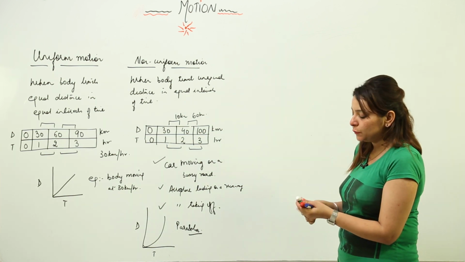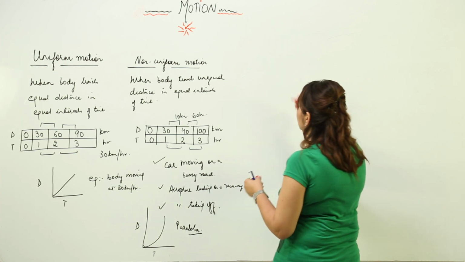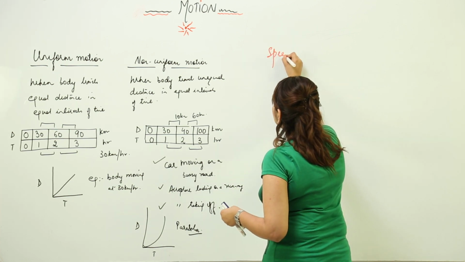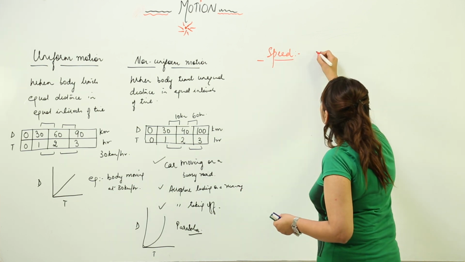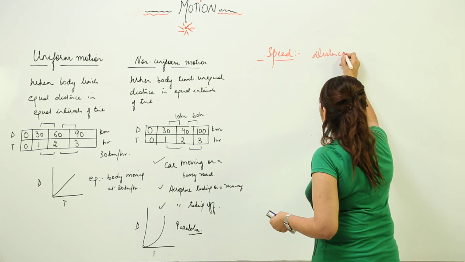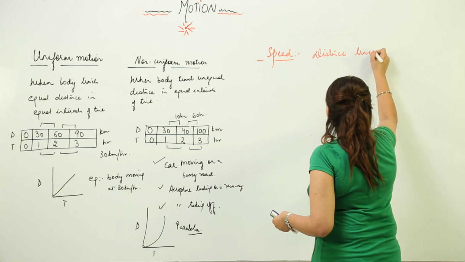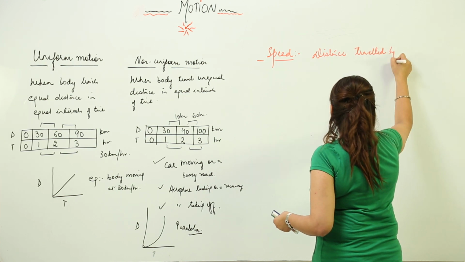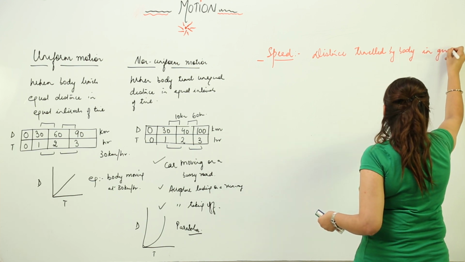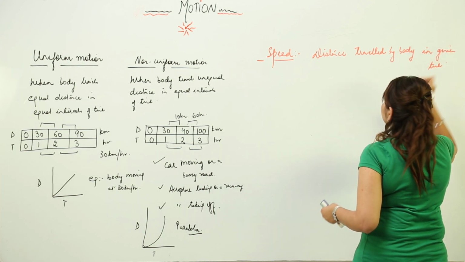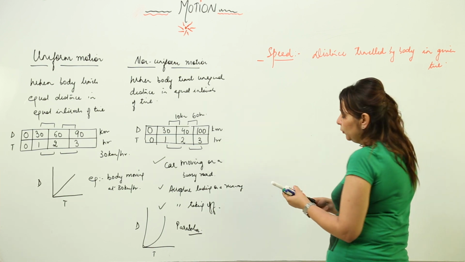Now we are going to start with another topic, that is speed. What is speed? Speed is the distance travelled by a body in a given time, or with respect to time. Suppose I write a formula for it.